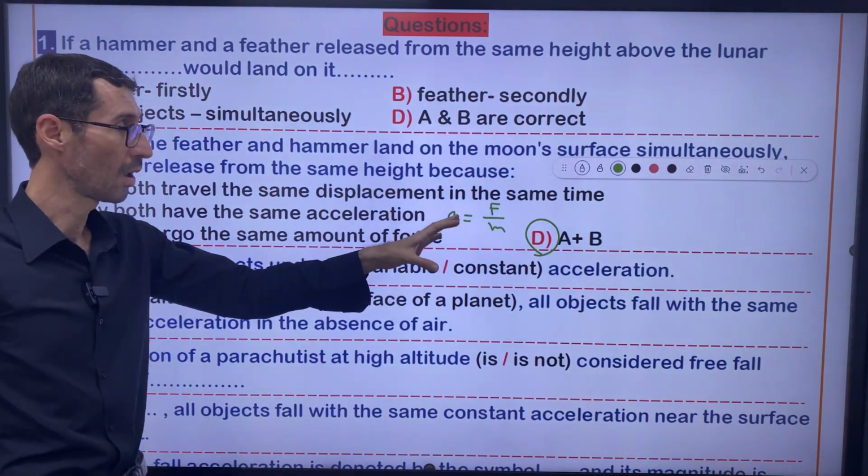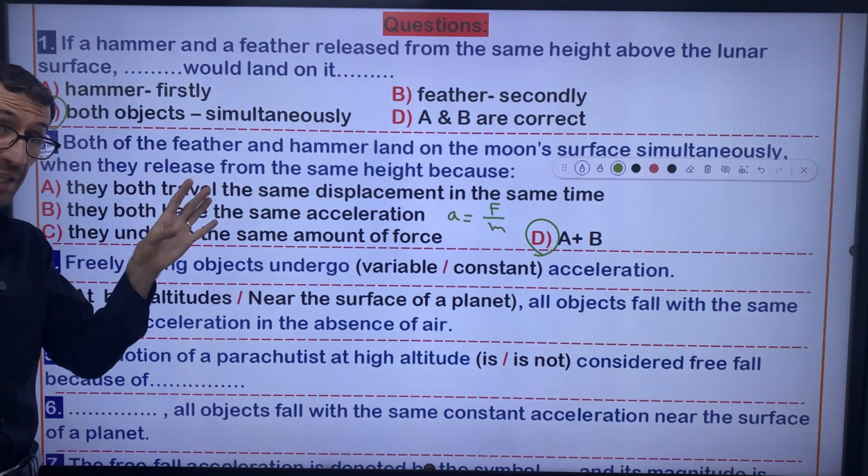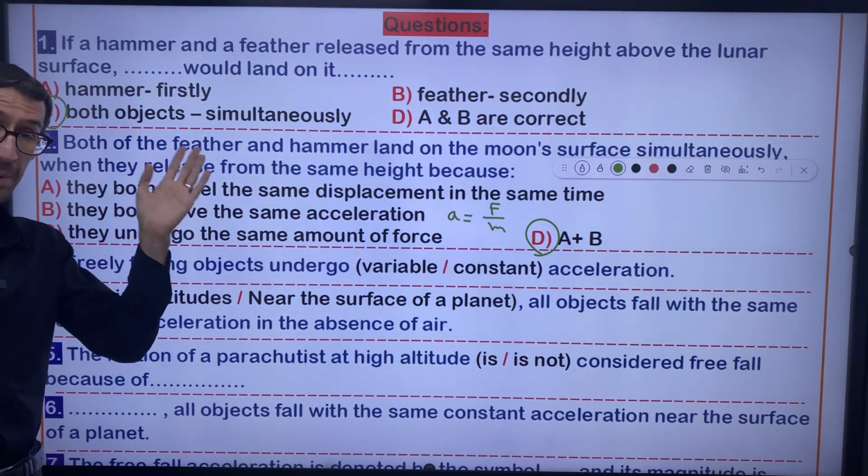Option D is true. It says A and B are true because they both travel the same displacement. Yes. They both have the same acceleration. Yes.